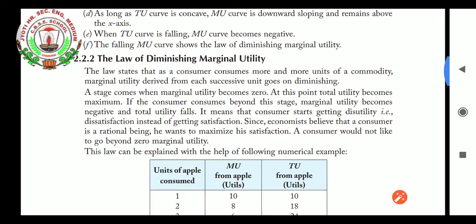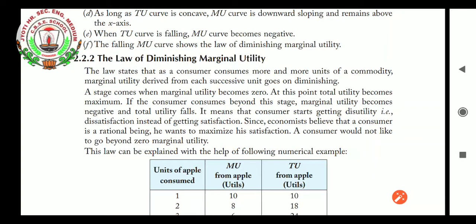So the law of diminishing marginal utility clearly states that it is the point where the satisfaction level of the consumer gets over, and where the consumer gets maximum satisfaction. From that level, the consumption of goods will decline and his utility will start becoming negative. So that law is known as the law of diminishing marginal utility.